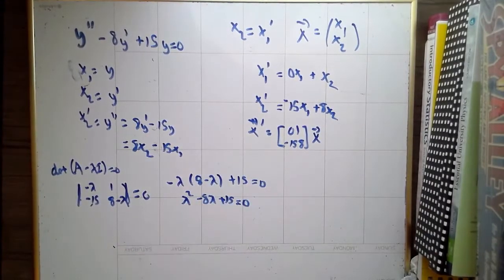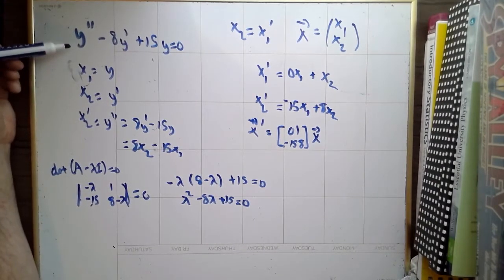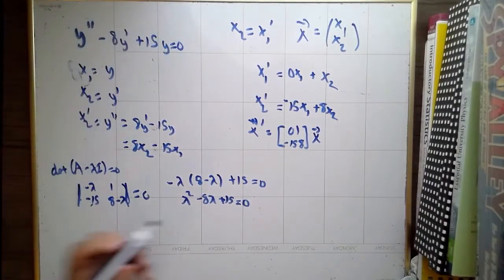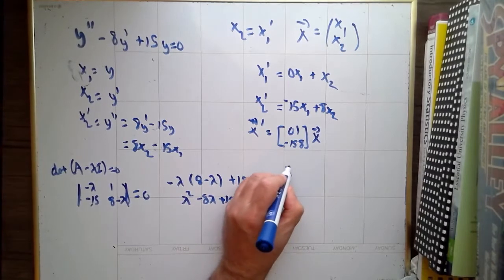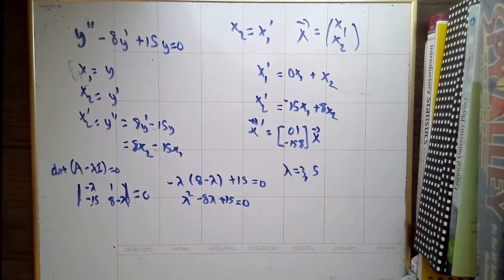Wait a minute. That's exactly the same thing we got for the characteristic polynomial if we solve this the old way. And that will always happen with these simple ones. That should not surprise us. That's this guy's characteristic polynomial. His eigenvalues are lambda equals 3 and 5. Okay, let's find both of his eigenvectors.